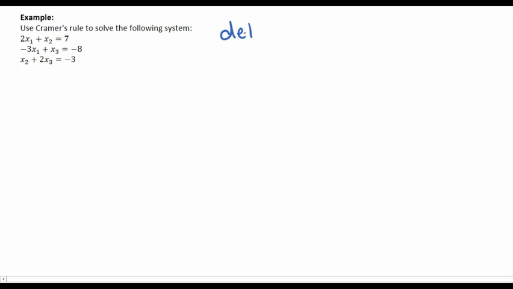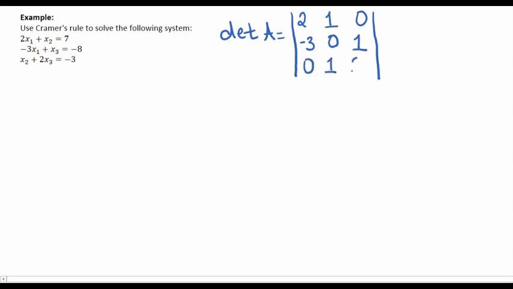So the first one is going to be the determinant of A, which comes from the coefficients. When you're forming this, make sure you watch out for where your zeros are. The first equation has a 2x1, 1x2, 0x3. The second equation, minus 3x1, 0x2, 1x3. The third equation, 0x1, 1x2, 2x3. I'm going to go down this first row to find this determinant.